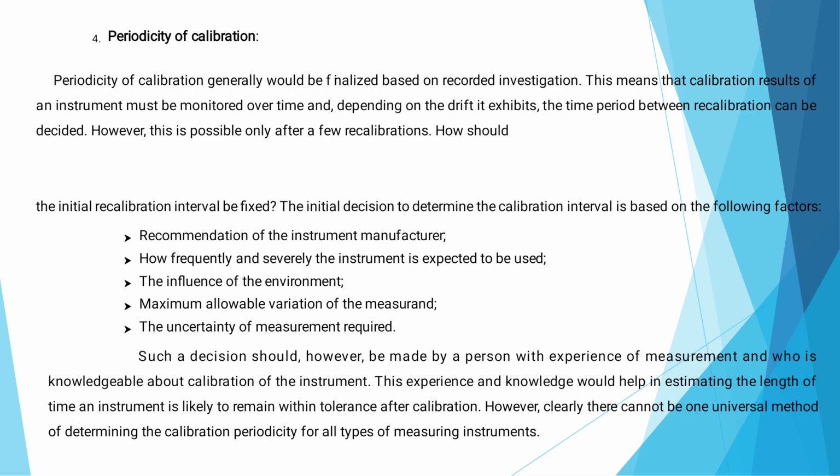So the periodicity of the calibration is determined by monitoring the calibration data over time to see how much an instrument drifts. When first setting the initial calibration interval, there will be an experienced and knowledgeable professional's judgment. So they will be looking at the key factors, that is, the manufacturer's official recommendation, frequency and severity of the instrument's intended use, the environmental influences and the required measurement uncertainty.